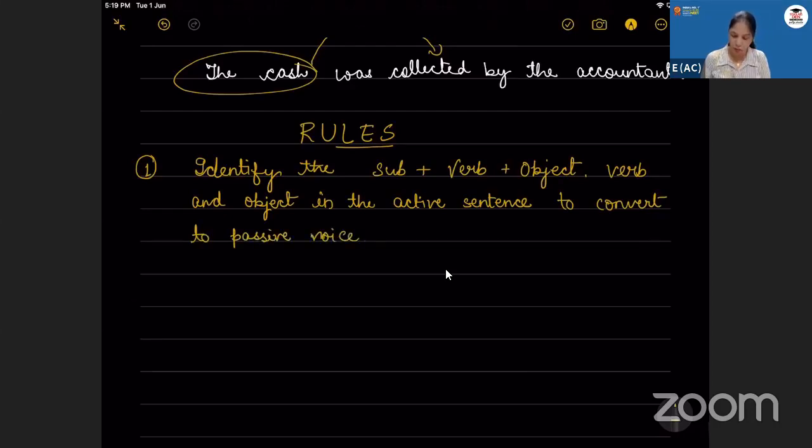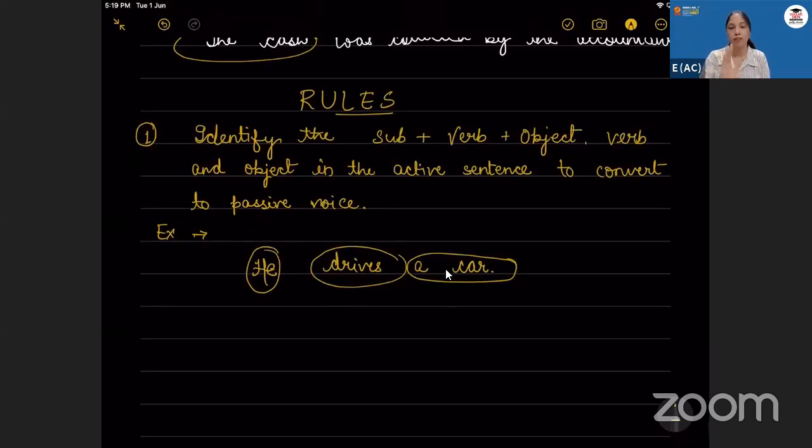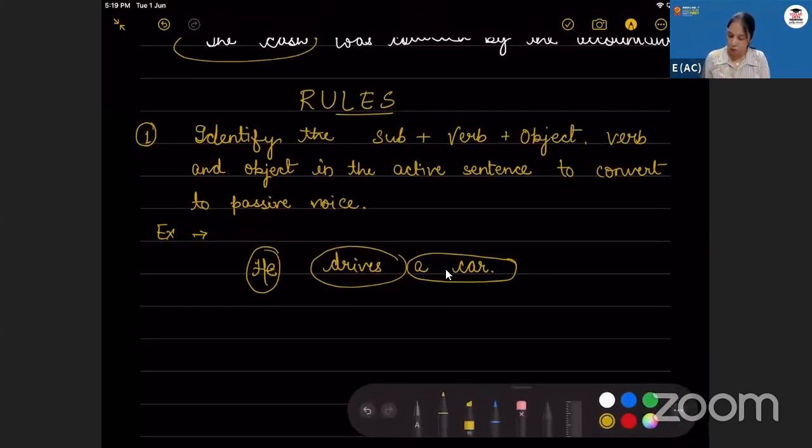So सबसे important है कि आप subject, verb and object को identify करें. And I know everyone is already expert in that. So: he drives a car. Subject is he, verb is drives, and object is a car. So this is rule number 1. You have to identify subject, verb and object. Now, rule number 2.